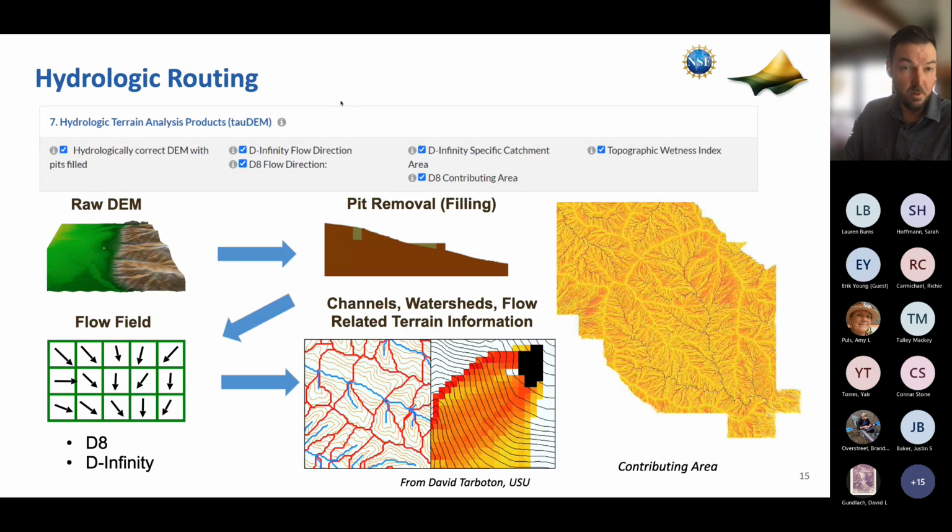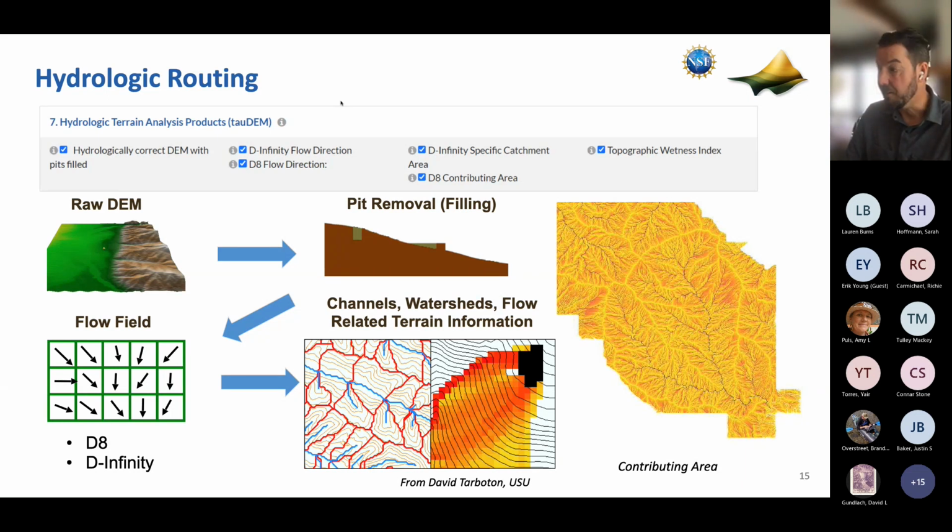Hydrologic routing is another suite of tools that we're running inside of OpenTopography. This uses a tool called TauDEM, which was developed by David Tarboton at Utah State University. Many of you may know that name. We took David's open source hydrologic routing toolkit and optimized it to run on high performance compute infrastructure. Now you can do full flow routing, DEM filling, and the whole workflow inside of OpenTopography through the browser.